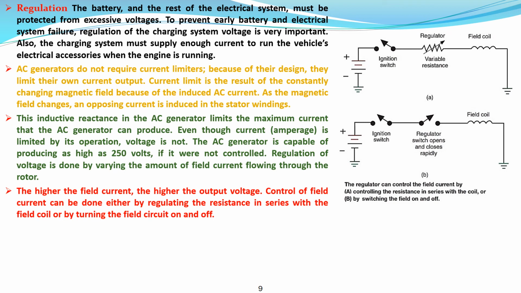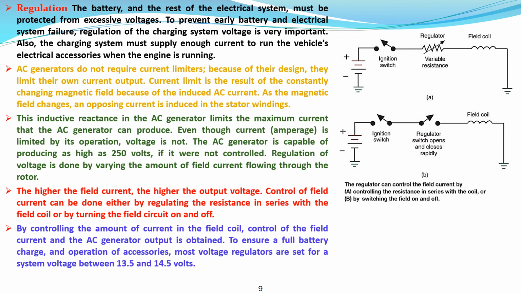Control of field current can be done either by regulating the resistance in series with the field coil or by turning the field circuit on and off. By controlling the amount of current in the field coil, control of the field current and the AC generator output is obtained to ensure a full battery charge and operation of accessories. Most voltage regulators are set for a system voltage between 13.5 and 14.5 volts.